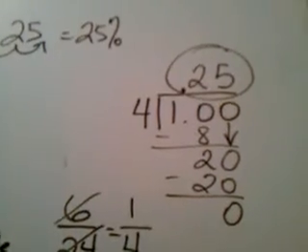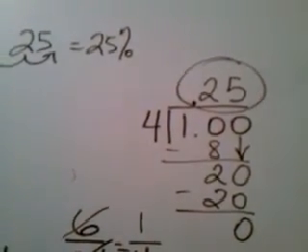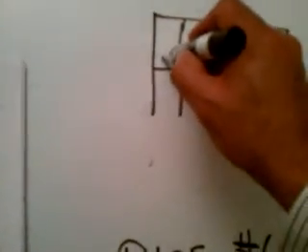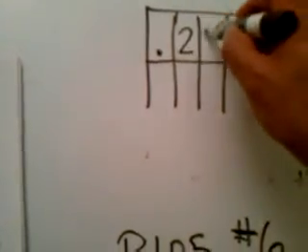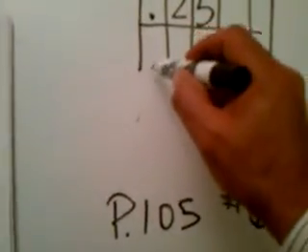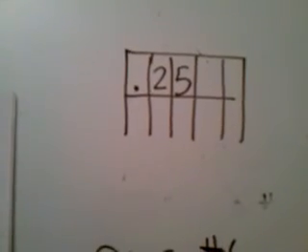So the question is, how would you write it in the grid? It says mark your answer from left to right. So it should look like this. You should have 0.25, and you would bubble in as such.